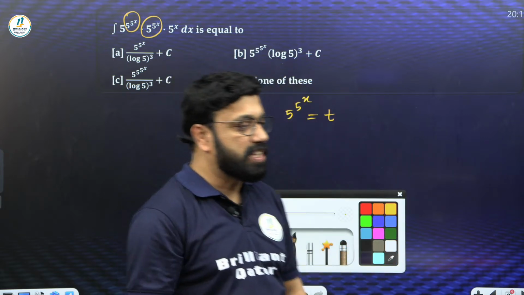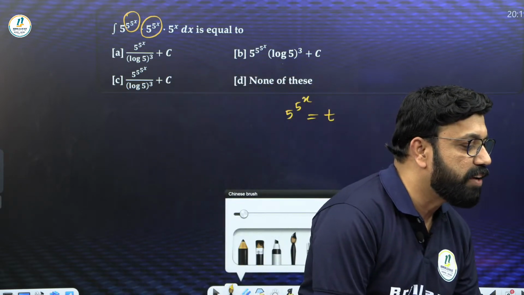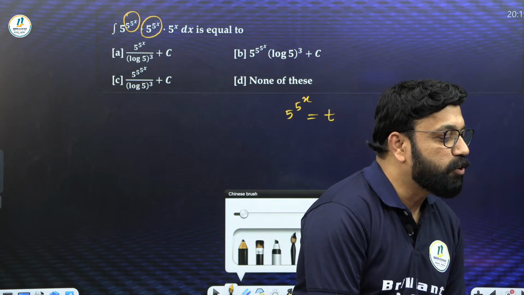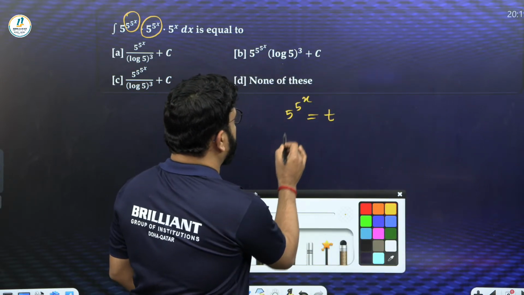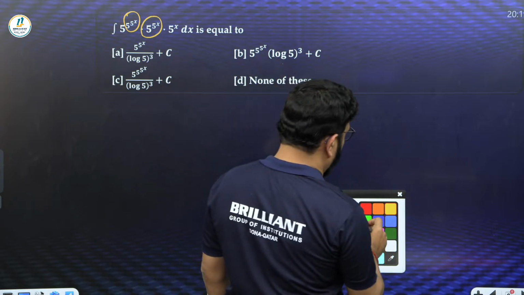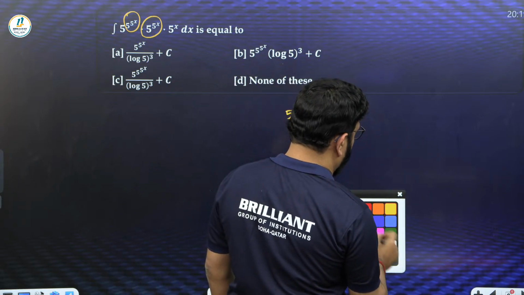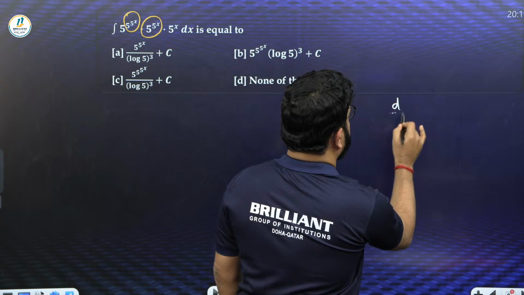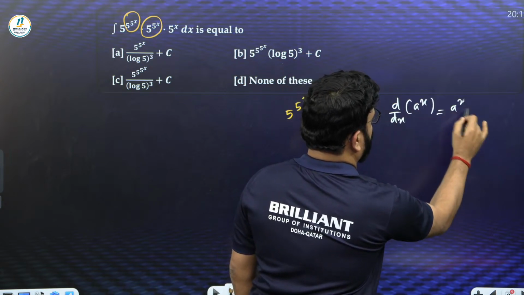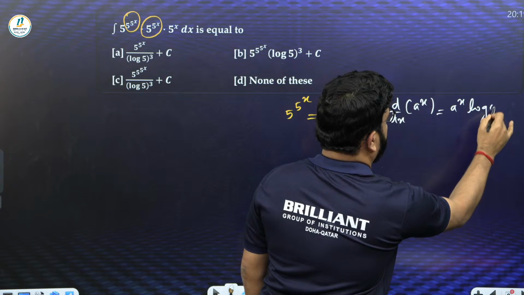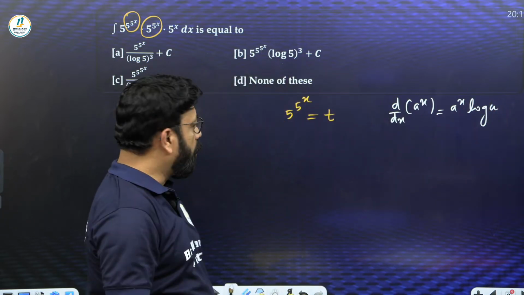Differentiate on both the sides as answer as here. Very good, Hannah. Put t is equal to 5 raised to 5 raised to x. Correct. So here take the derivative of, what is derivative of a raised to x? A raised to x derivative is a raised to x into log of a.